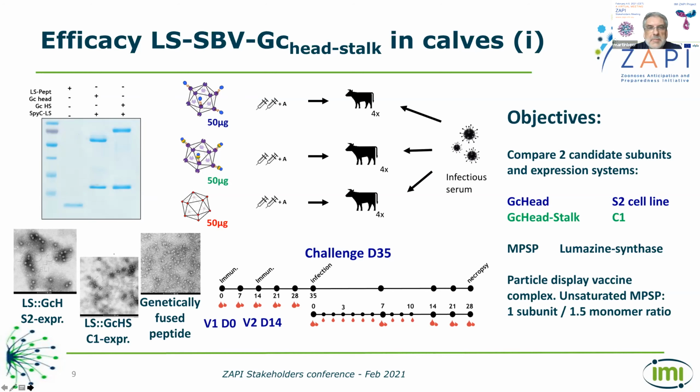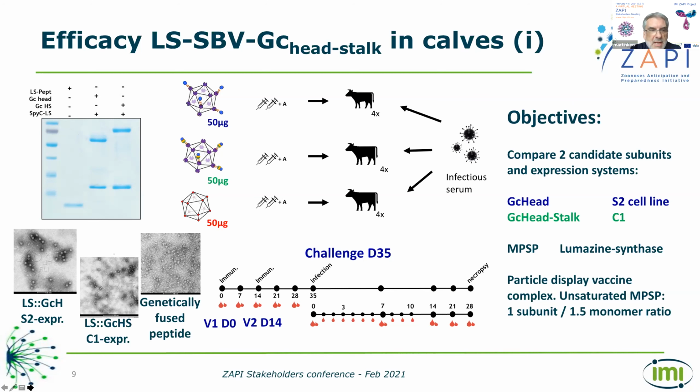So I will present the data which are now made with the material lumazine synthase. On one hand, that was our first trial with the scaffolds, and the SBV GC head or GC head stalk. The GC head stalk, you see it on the right side, that was produced in the dyadic C1 system. And the GC head was produced in the S2 cell line by Andrea Erbischer, and she also coupled all this with the lumazine synthase.